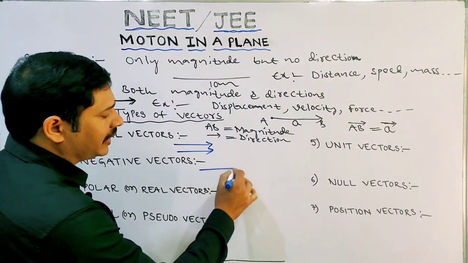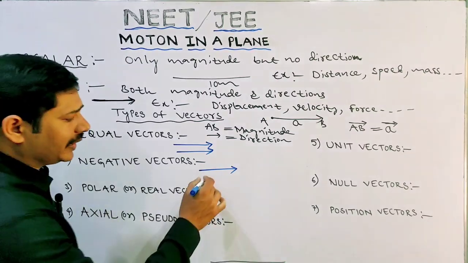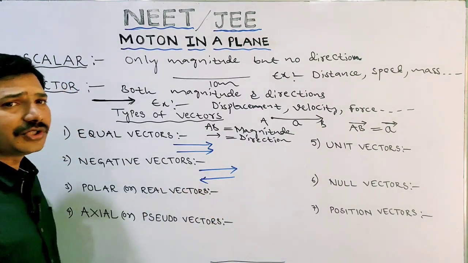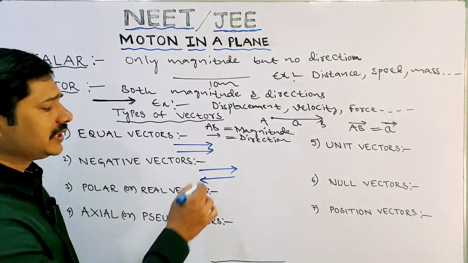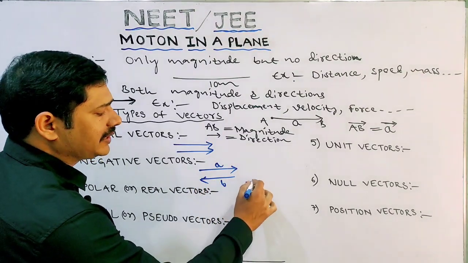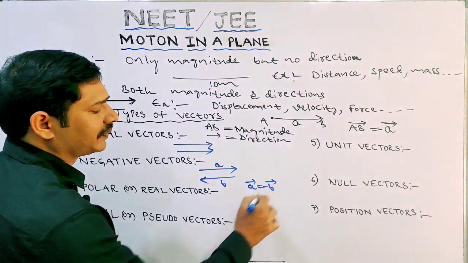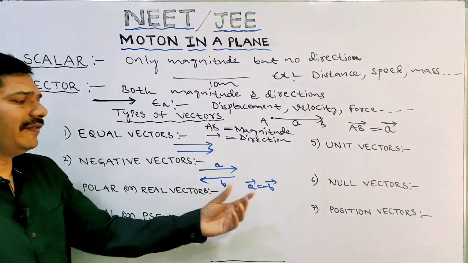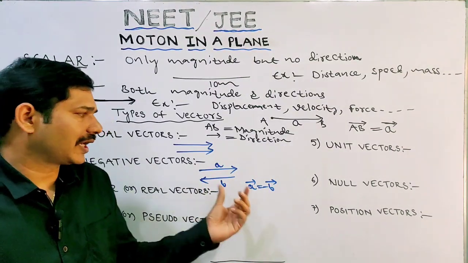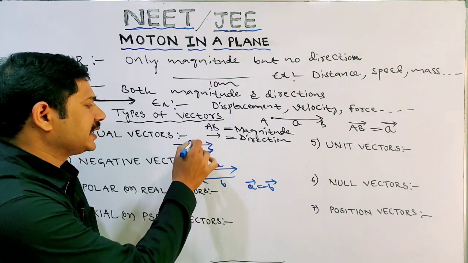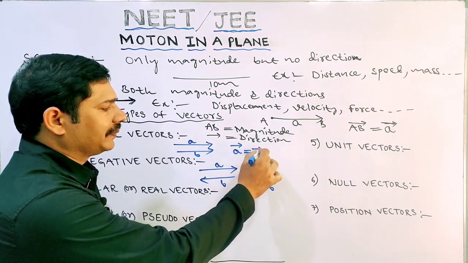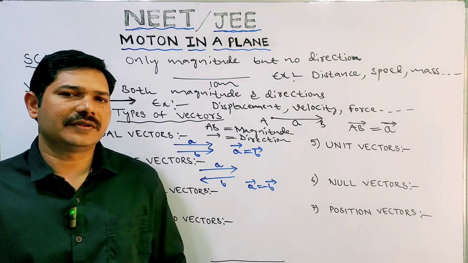Negative vectors means the magnitudes of the two vectors are the same but the directions are opposite. For example, if this is A vector and this is B vector, then A vector equals minus B vector. So B vector is the negative vector of A. Both magnitudes are same but directions are opposite. In the first case, equal vectors, A vector equals B vector, but in this case it is the opposite.